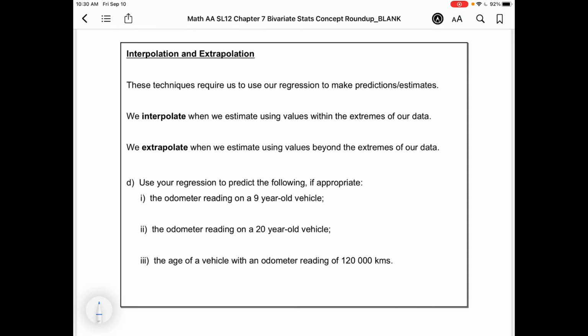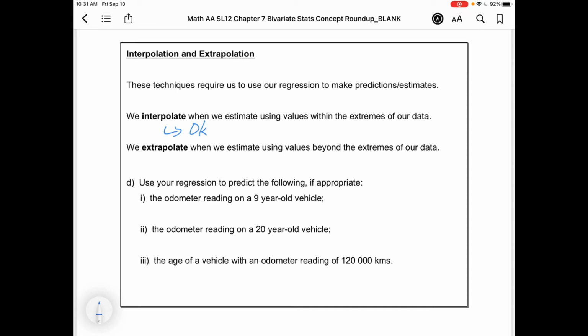Interpolation means finding values that are between the extremes of our data. So we saw vehicles that were between 3 and 12 years old. We can probably make okay estimates of what's going on for vehicles between those ages. Generally, interpolation is okay.